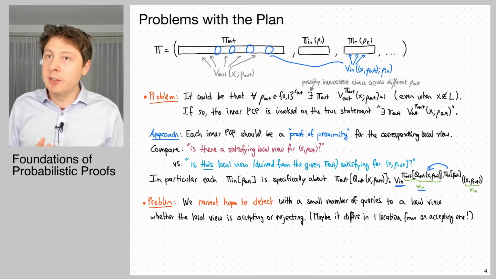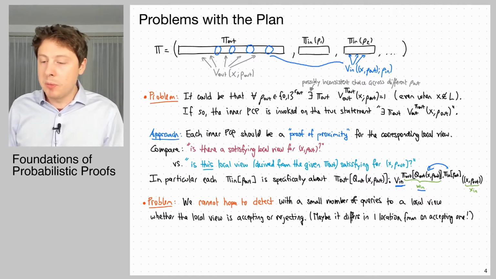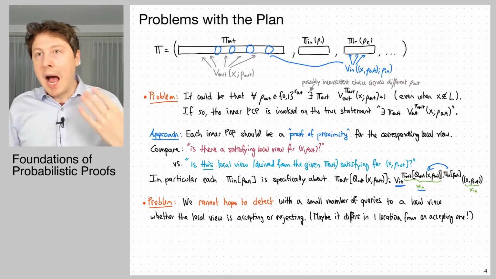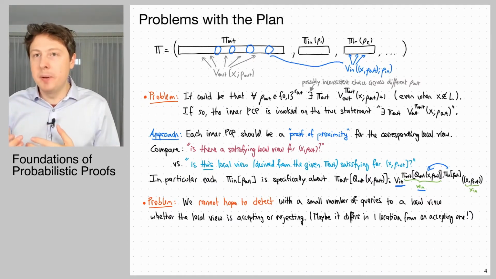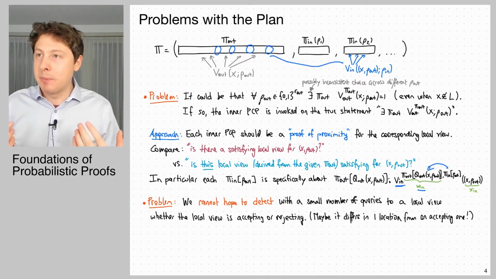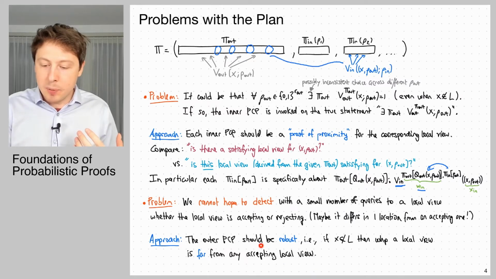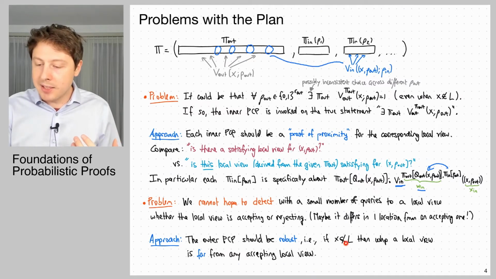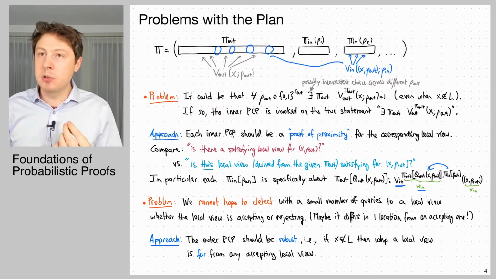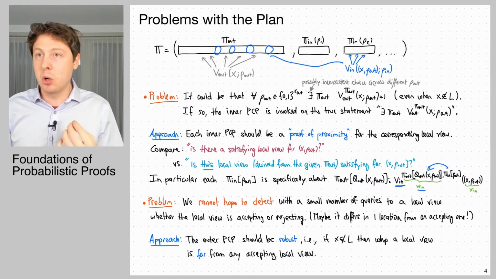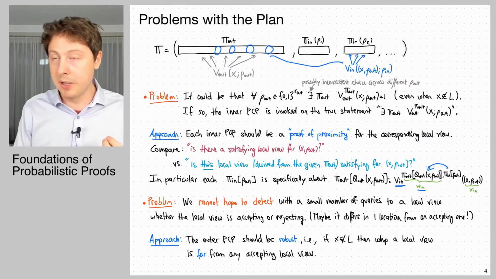Okay, but if we cannot see the local view in full, we cannot expect to detect in a small number of queries whether it is accepting or rejecting, okay? So somehow the outer PCP should help the inner PCP by creating some gap. And so the way we're going to say this is that the outer PCP should be robust. Namely, when X is not in L, it's not just that with high probability a local view is not accepting. It is far from accepting, okay? This is a so-called robust soundness property, okay?